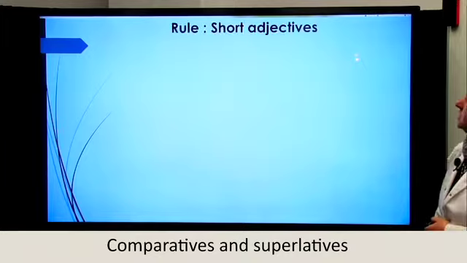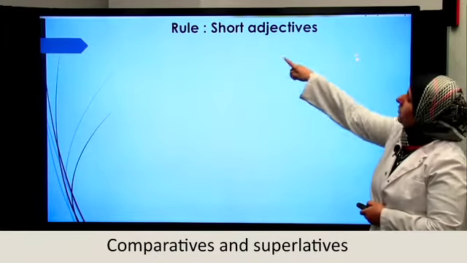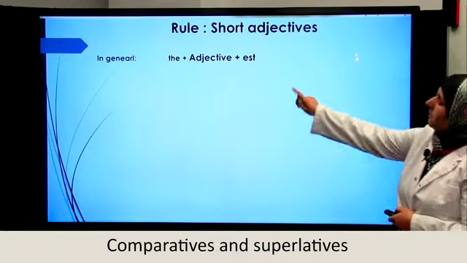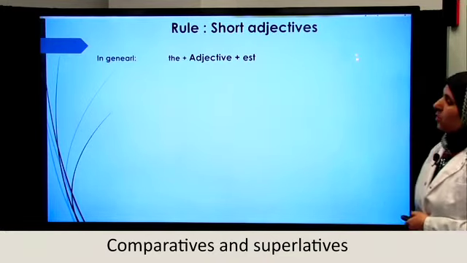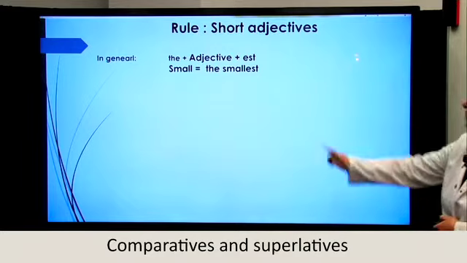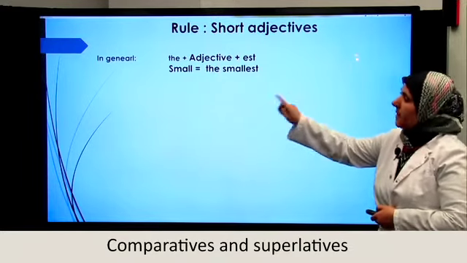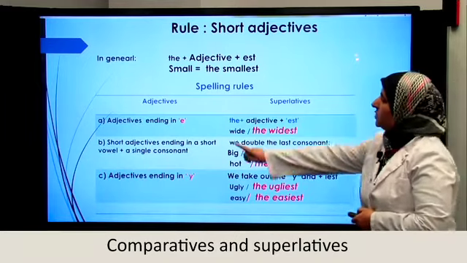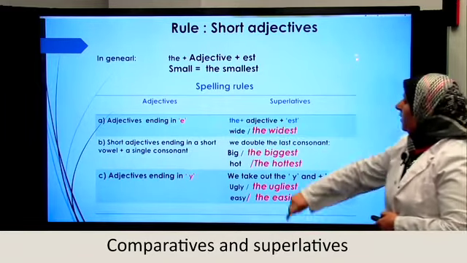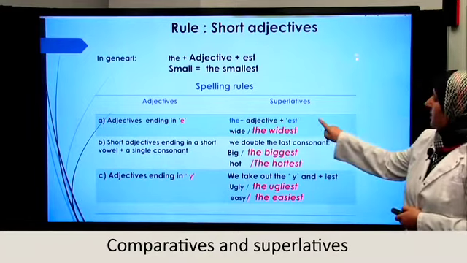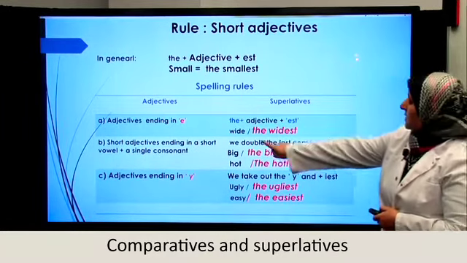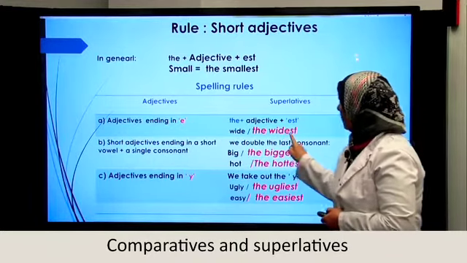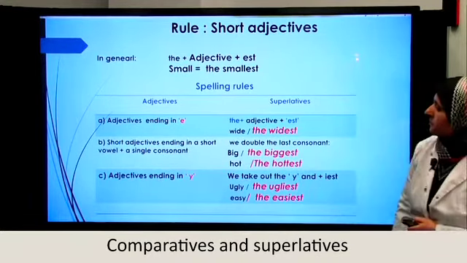Let's look at the rule. Rule also here for short adjectives. In general, we have the plus adjective plus est. So small, the smallest. Big, the biggest. So spelling rules, if you have an adjective ending in E, we have the plus adjective plus st. Example, wide, the widest. So already we have the E, we add only st.